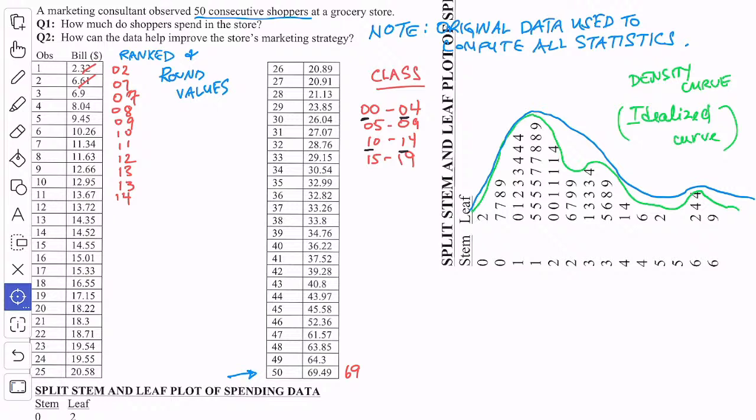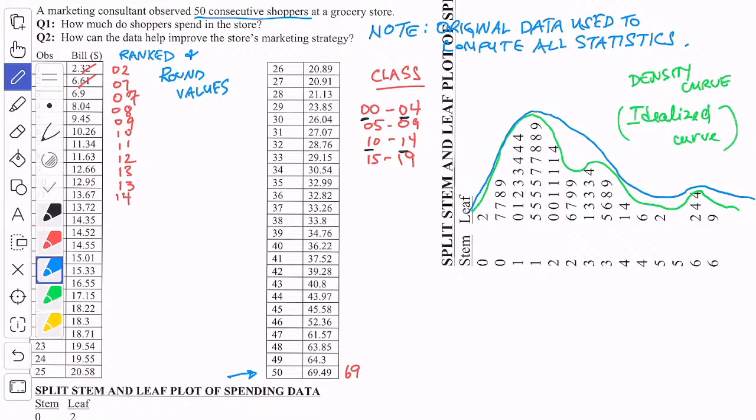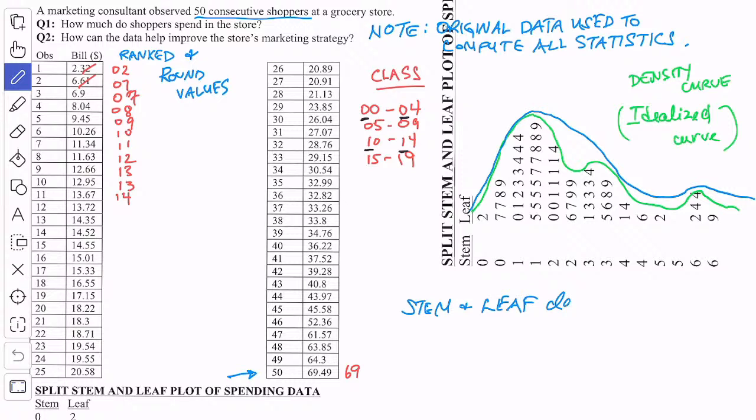So, how do you set up the classes? I set it up like this. I give you the instructions, split stem and leaf, so you know it's going to be a stem and leaf, and the classes are split, so that means you have to go in. Stem and leaf is usually by 10. So when you split it, you can go by even groups. So here I went by 5, intervals of 5.